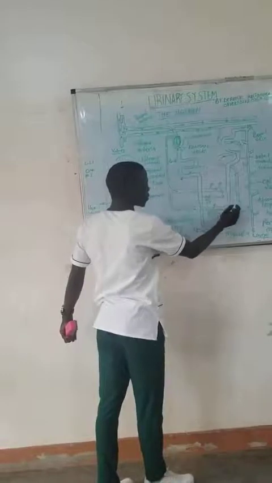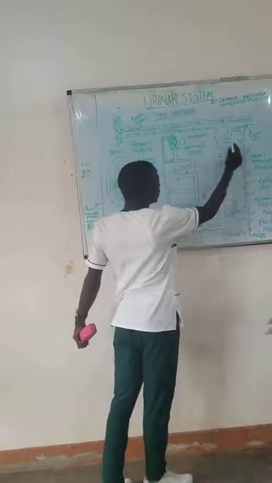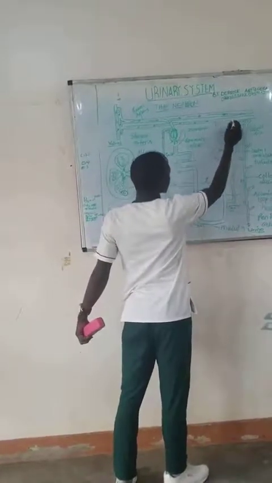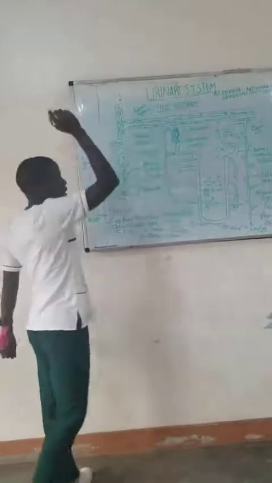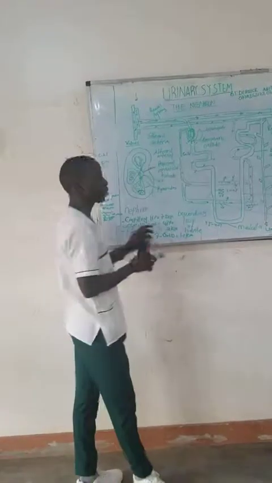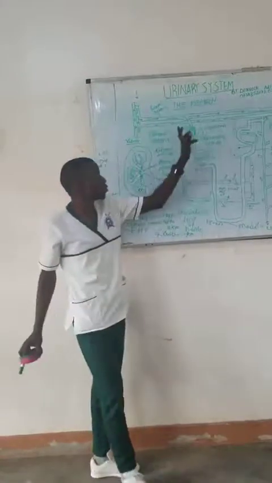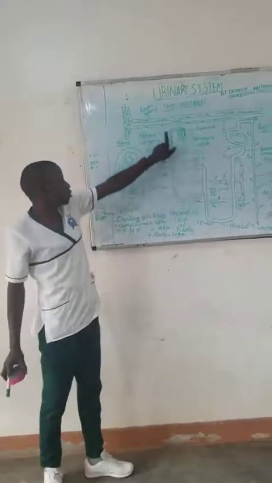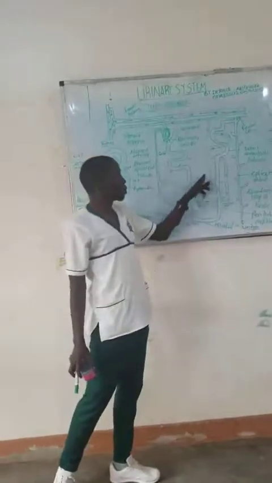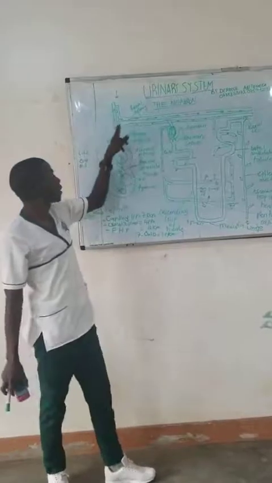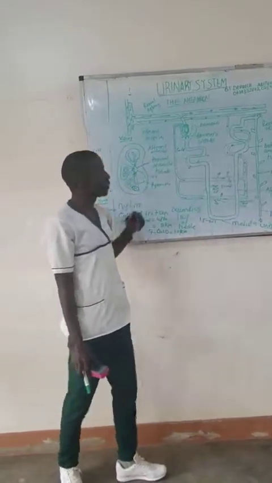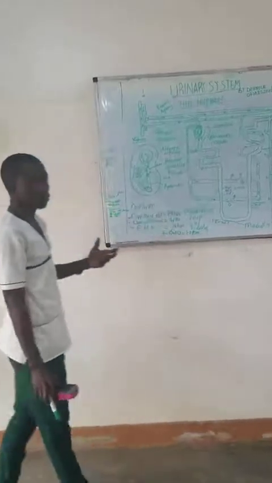So the remaining substances now will be taken to the venous system of the body and taken back in the body with blood. Meaning substances which are important, for example, substances which are not really absorbed at the glomerulus, will be taken to the peritubular capillaries and taken back in the body through the peritubular capillaries and through the vena cava back to the heart for circulation to take place. So this has been urine formation.